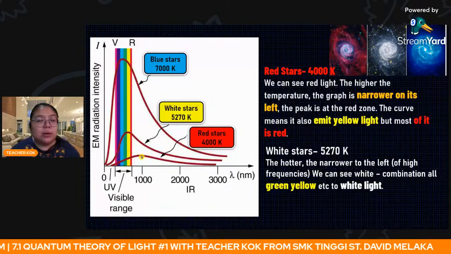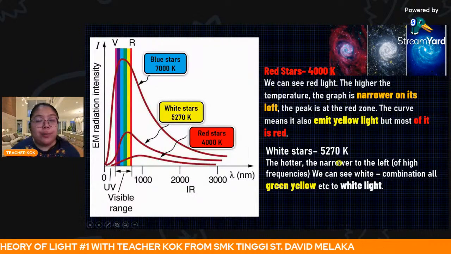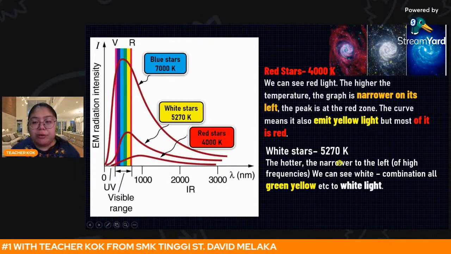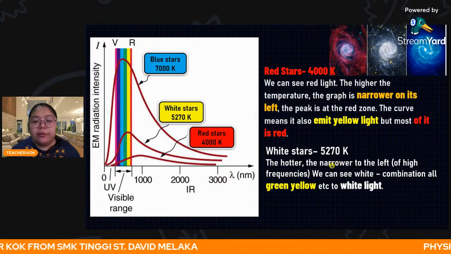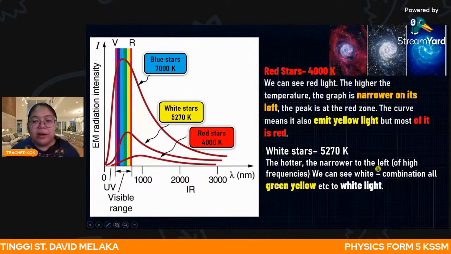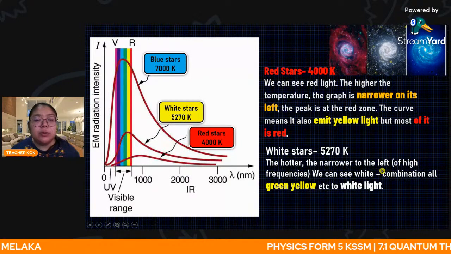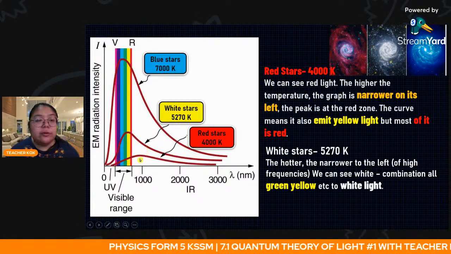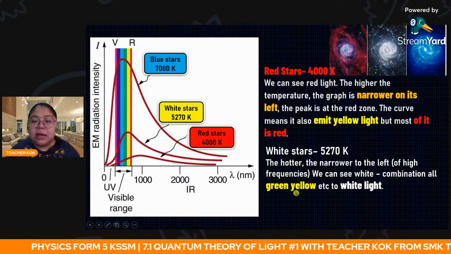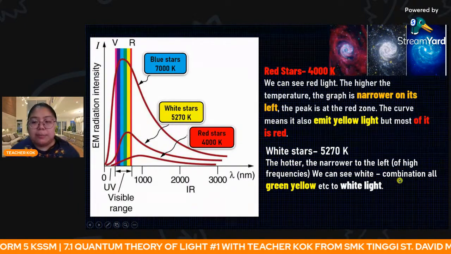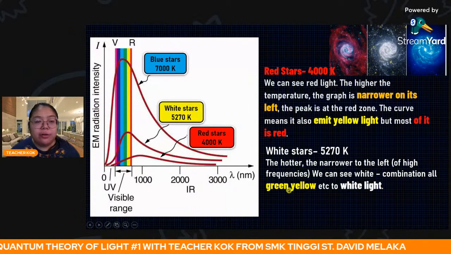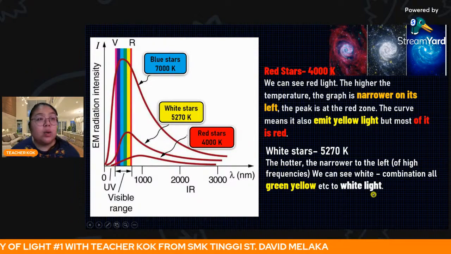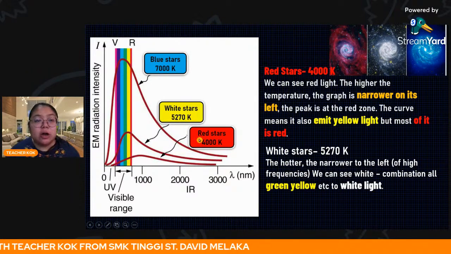Okay, number 2 is a white star. The white star's temperature is around 5,270 Kelvin. So from here, the hotter, the narrower on the left-hand side, still the left-hand side. Hotter at the left-hand side, and also the frequency must be the highest. We can see the white color, but it is a combination of green and yellow. They act as a white light. Okay, because they got combination.